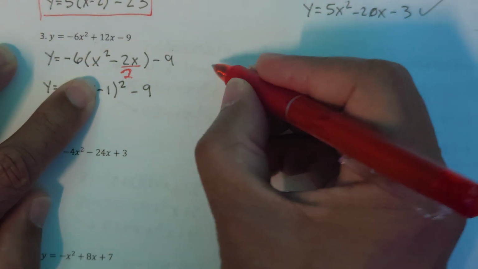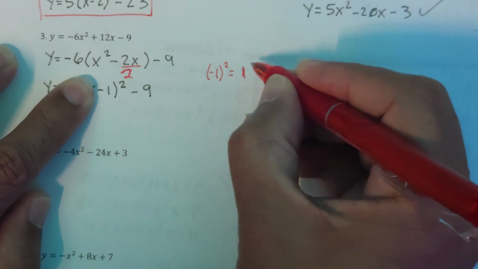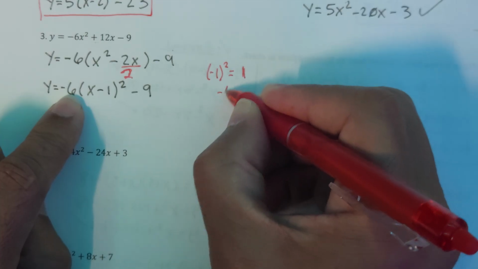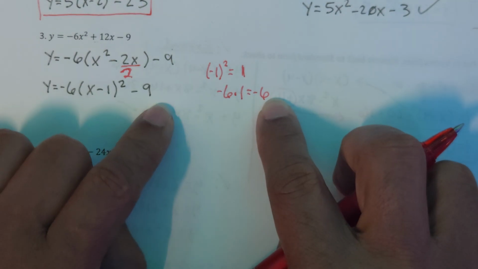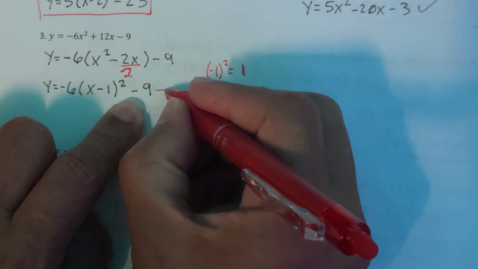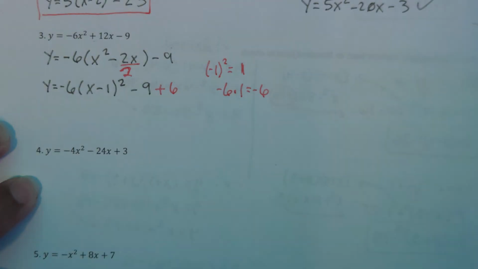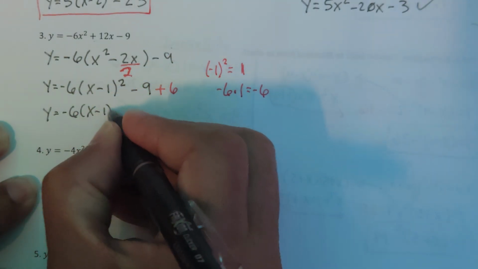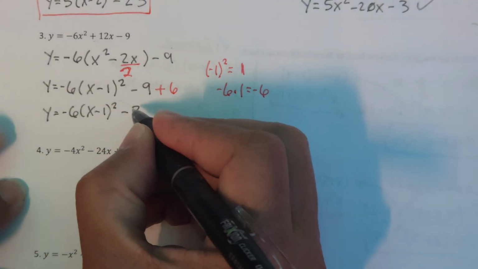Then I'm going to take the 1 outside. So negative 1, I'm going to square it, and that equals 1. Then I'm going to multiply that 1 by negative 6. So negative 6 times 1 gives me negative 6. Since this is negative, to undo it here, I have to add it. Instead of subtracting, now I add it because it's negative. So then the equation is y equals negative 6 times (x minus 1) squared, negative 9 plus 6, that's minus 3.